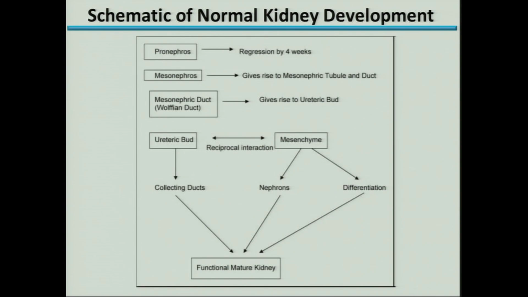This is a schematic of the normal kidney development. The pronephros, again, regresses by 4 weeks. The mesonephros gives rise to the mesonephric tubule and the duct. The mesonephric tubule eventually degenerates. The mesonephric duct, also known as the Wolffian duct, will then give rise to the ureteric bud. And this ureteric bud in males and females will give rise to the collecting ducts, the renal pelvis, and the bladder trigone, and form part of the functioning mature kidney. Through reciprocal interactions between the UB, the ureteric bud, and the metanephric mesenchyme, the nephrons are made, and through differentiation, epithelialization, the functional mature kidney is created.